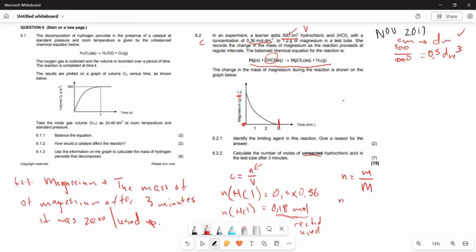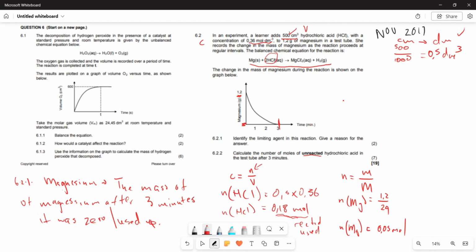Now, if you can calculate the mole of your Mg, which is your magnesium, it is going to be equal to the mass over the molar mass. The mass there was 1.2, over the molar mass of your magnesium, which is 12, or rather 24. Why am I making a mistake there? It's going to be 24, which means the mole of your magnesium is given by 0.05 mole.